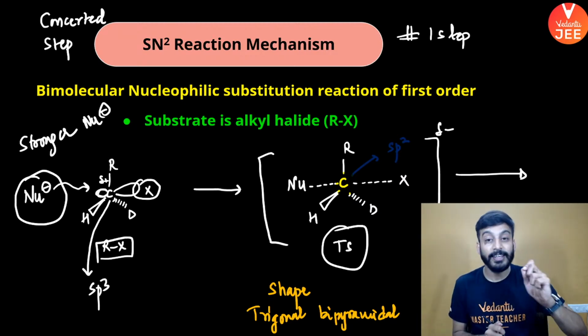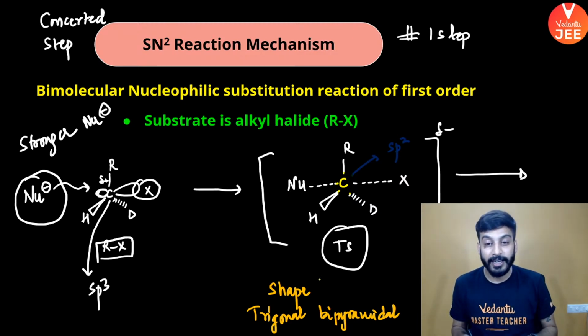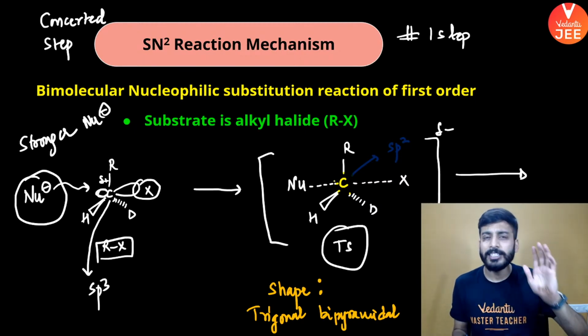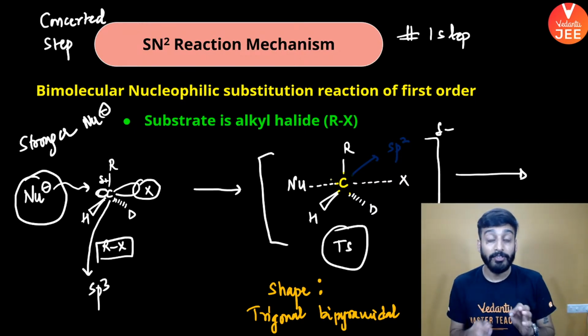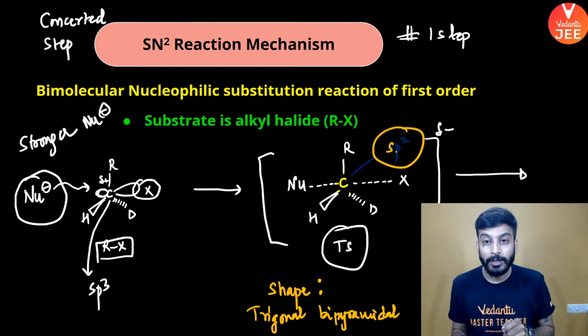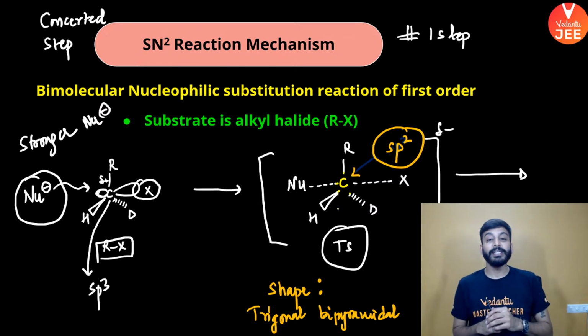It's very very important. I hope the point is clear. ठीक है? Here carbon is having a very unstable situation. It is having 5 bonds, pentavalent carbon. And what is the hybridization? sp2 is the hybridization of the carbon. And beta, what is the shape? Trigonal bipyramidal. Is this point clear? सबको समझ आया? ठीक है?